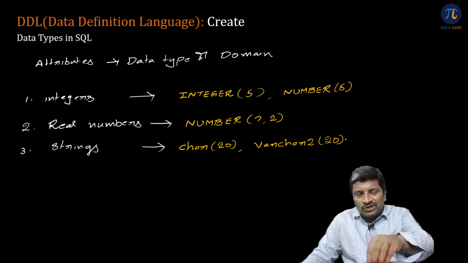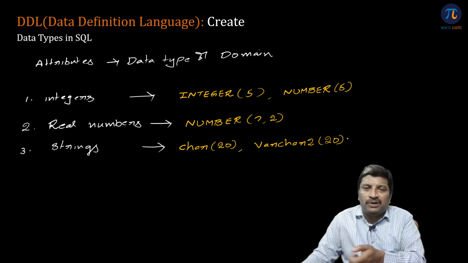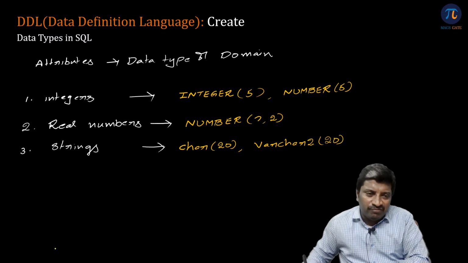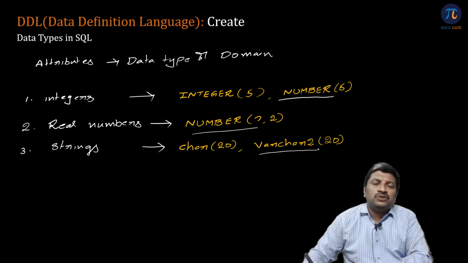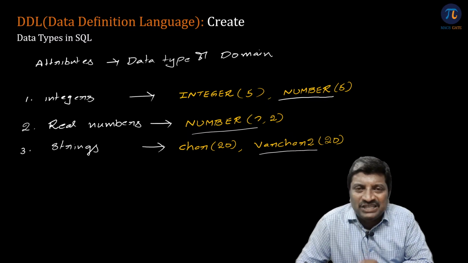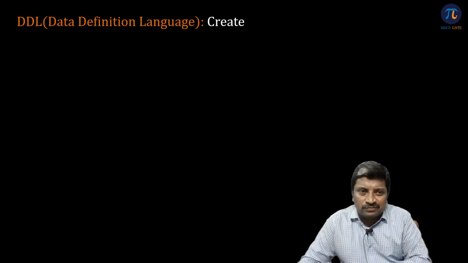So depending on the question, you can understand what their intention is, whether it is an integer, number or string. Most probably we follow the keywords number and varchar2. So these are the data types we should know at least to start our commands in DDL.